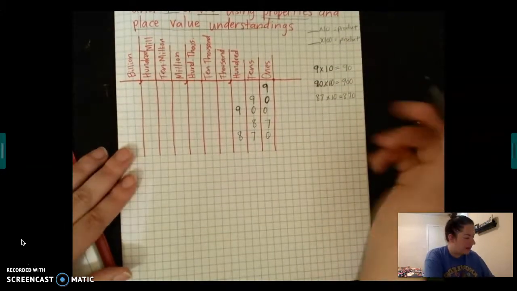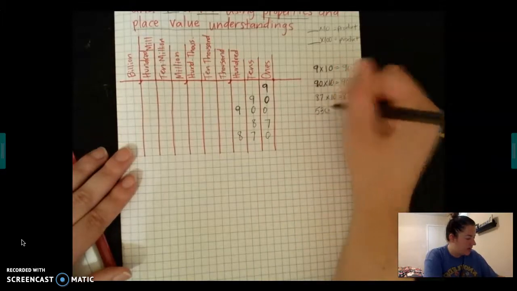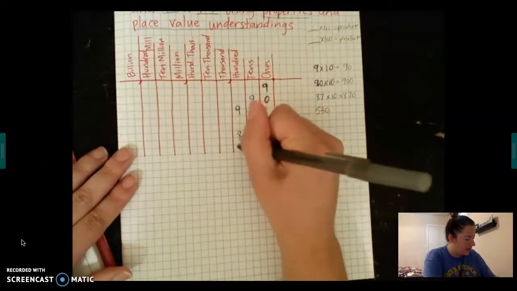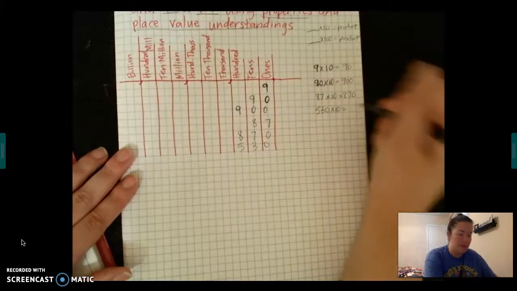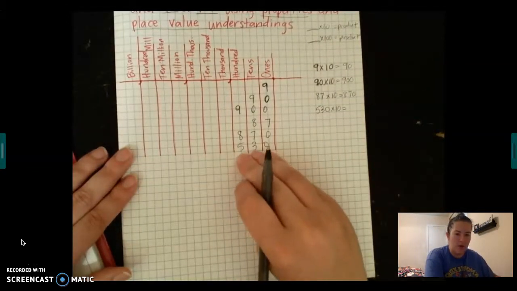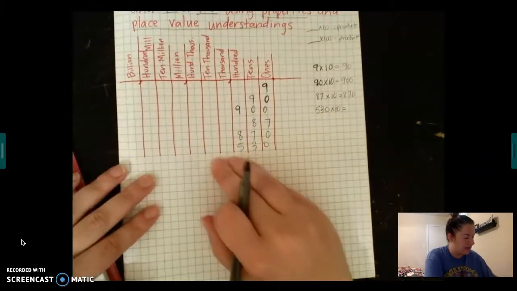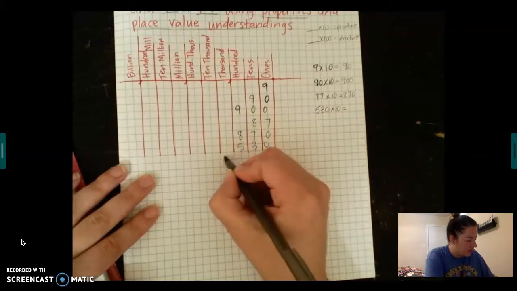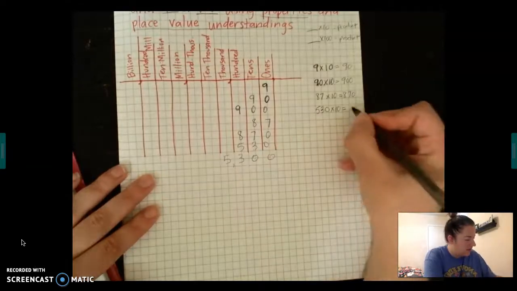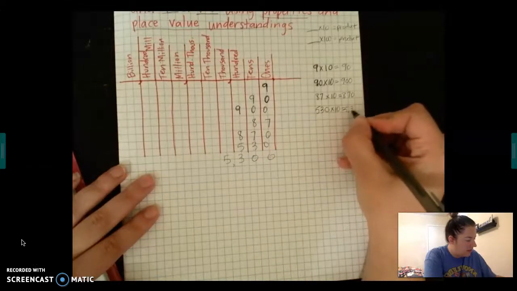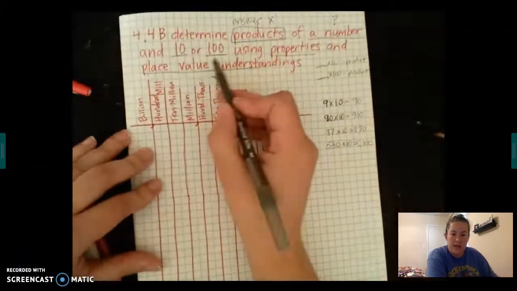Even if I had, let's say, 530. Okay, I'm going to plug that in. Here's 530. And I want to do 530 times 10. I'm going to move my whole number to the left just once, because it's just times 10. 530, move it over all once. The answer is then 5,300.